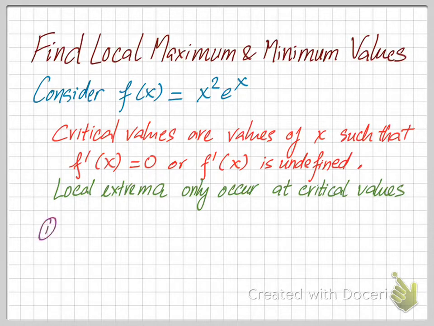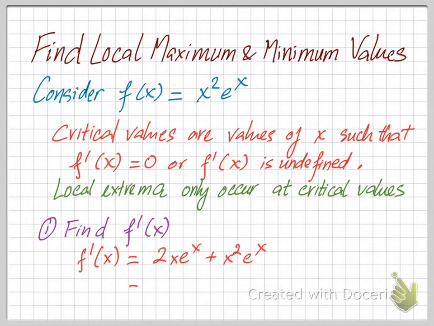So maybe the first step is we want to find the derivative of the function f of x. f of x is x squared times e to the x, so the first derivative of f of x equals 2 times x e to the x plus x squared e to the x, using the product rule. And if we want to simplify or combine these two terms, we can factor the x e to the x out, and left over inside the parentheses is 2 plus x.